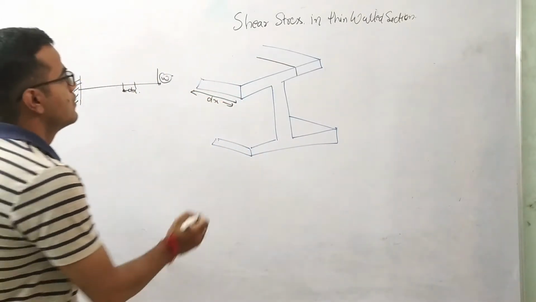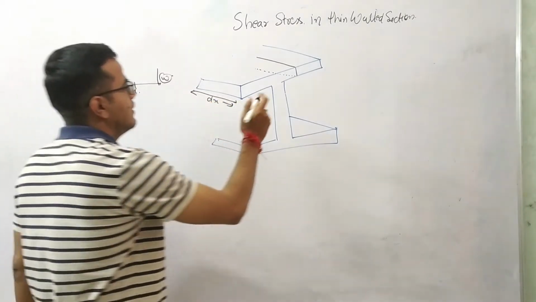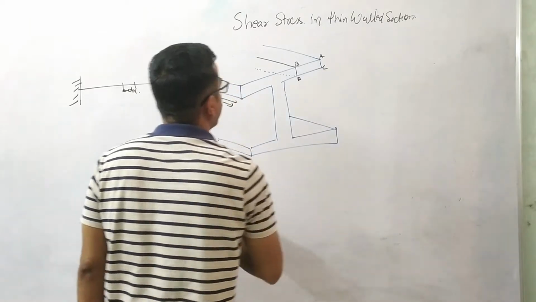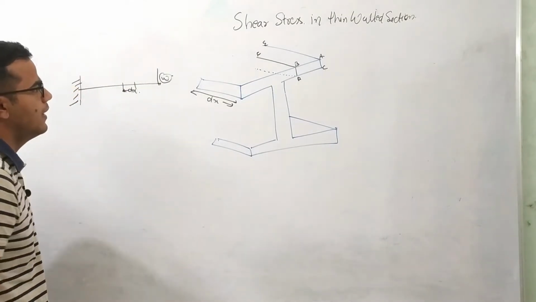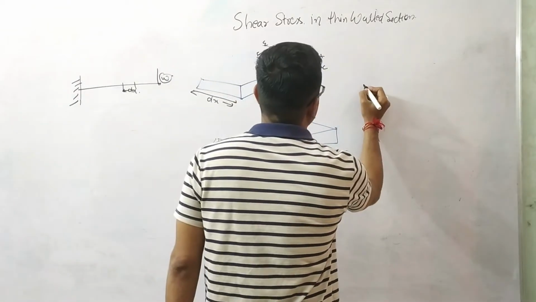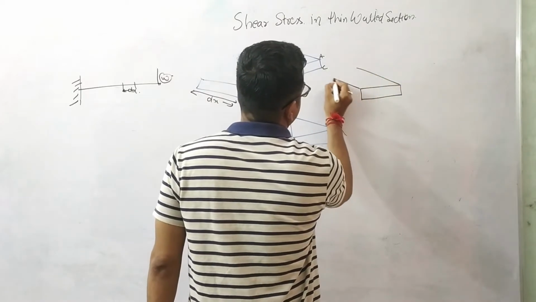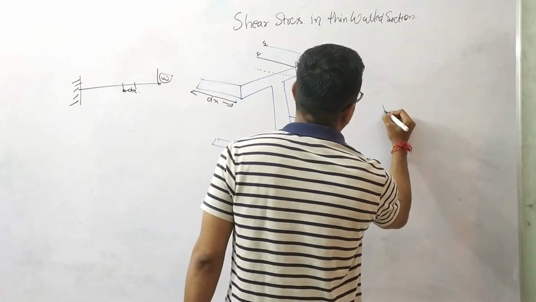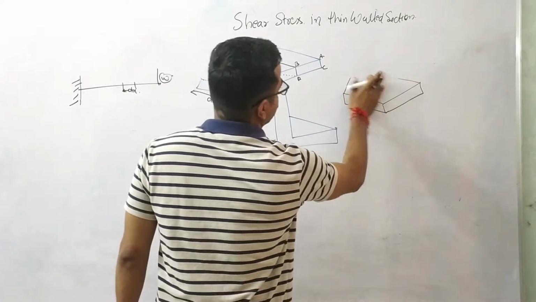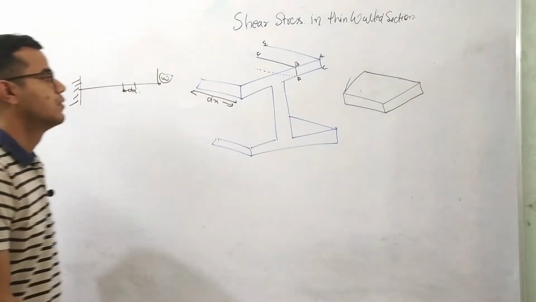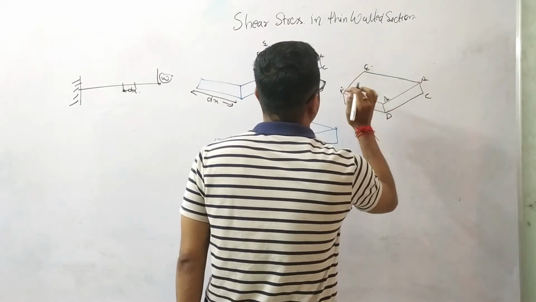I cut the section. Let us suppose this portion is A, B, C, D, and this is E, F. If I cut the section over here, let us draw this thing. It will look like this. This is nothing but your DCAB, and this is E, this is F.